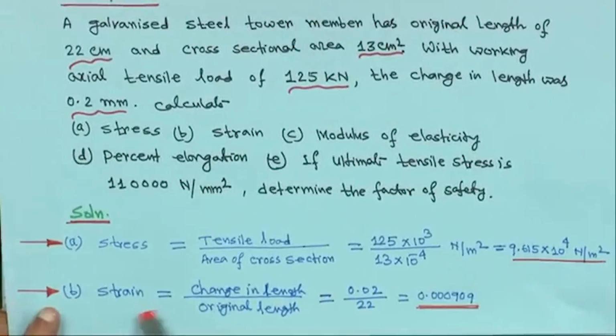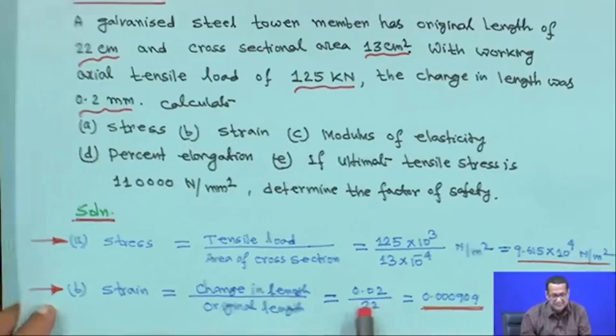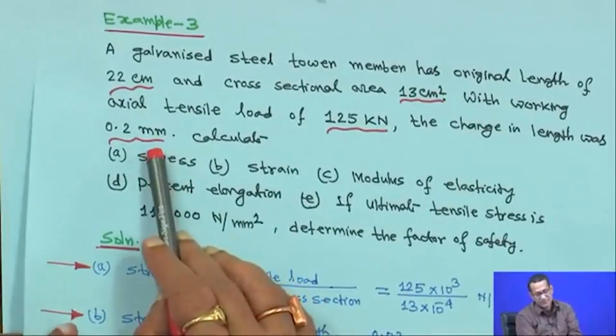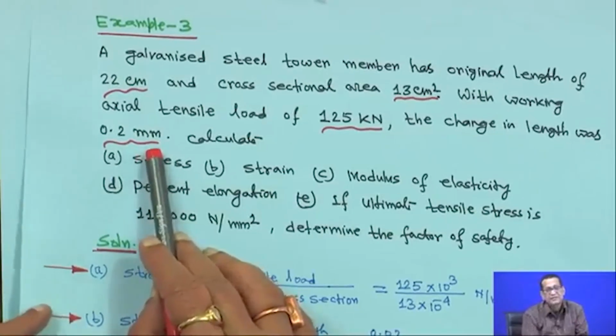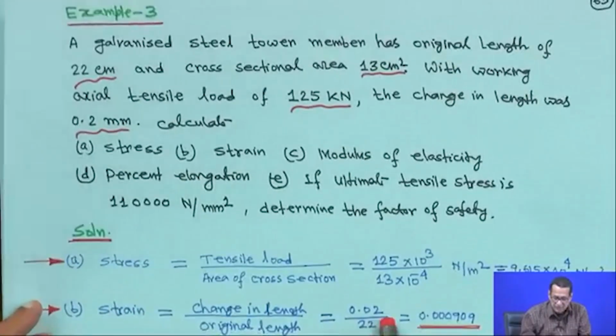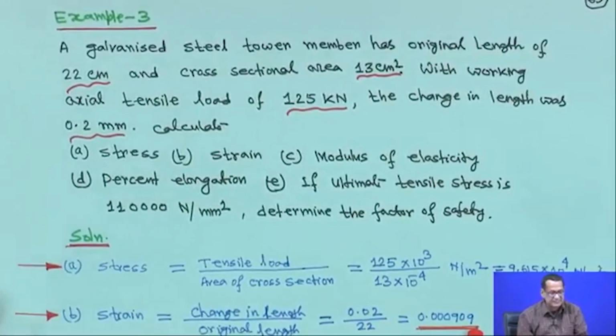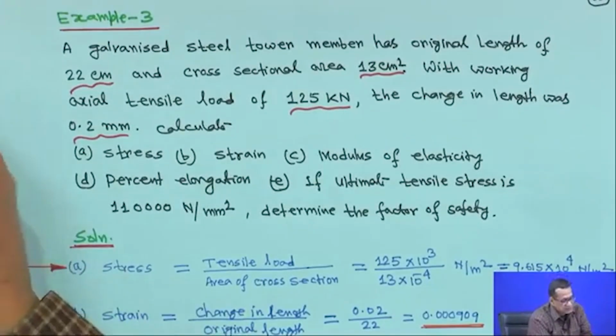Now, strain we know is equal to change in length divided by original length. So, change in length is given as 2.2 millimeter, right, that means 0.02 centimeter, and divided by 22 centimeter length. So, 0.02 by 22. So, 0.909, this is the strain, right.